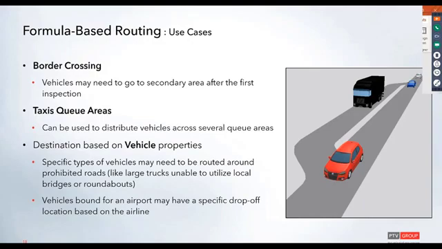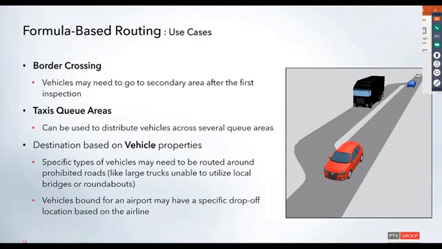So here are some different use cases where formula-based routing could come into play. The first one is looking at a border crossing where maybe vehicles need to go to different inspection areas, or looking at different taxi queuing areas where vehicles need to make decisions about what queue line they're going to go to. This could involve counting up the number of vehicles on specific links and then routing vehicles to different links that maybe contain the minimum.